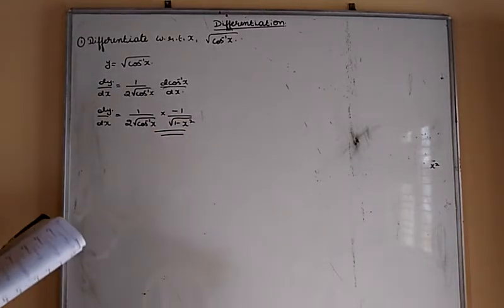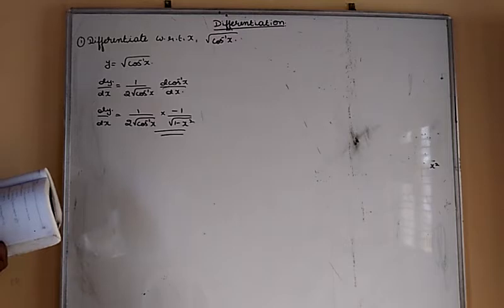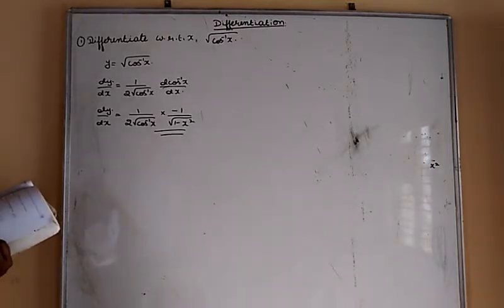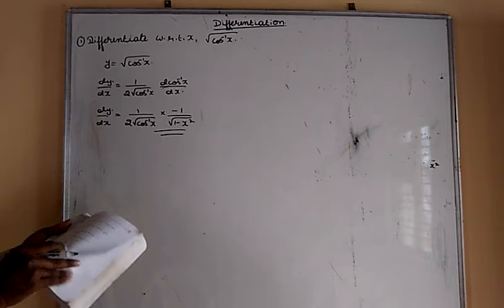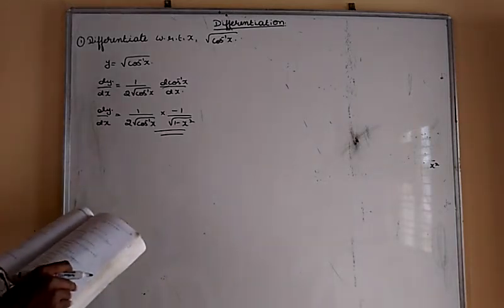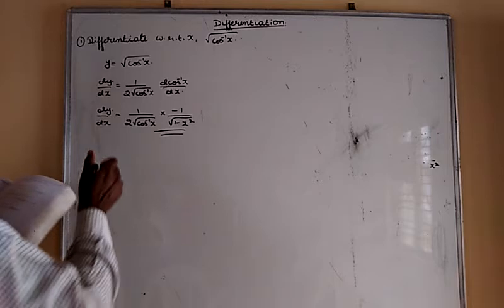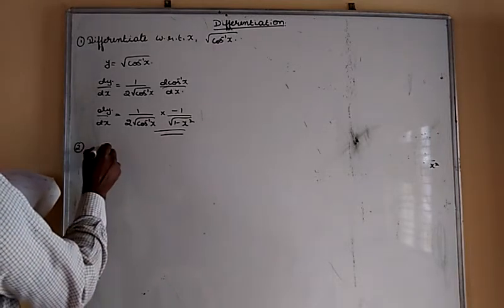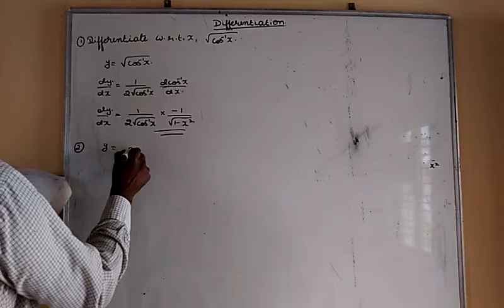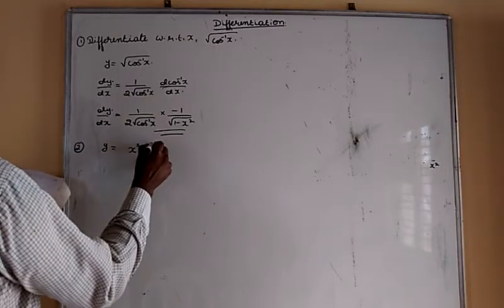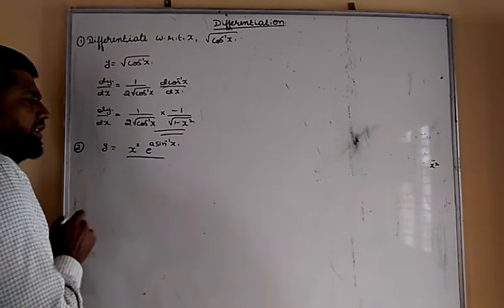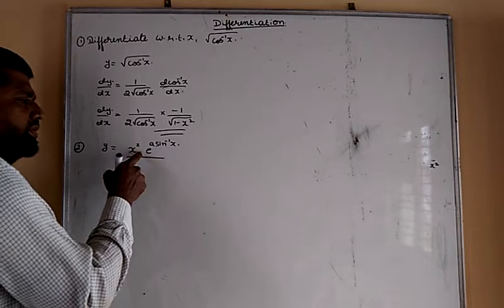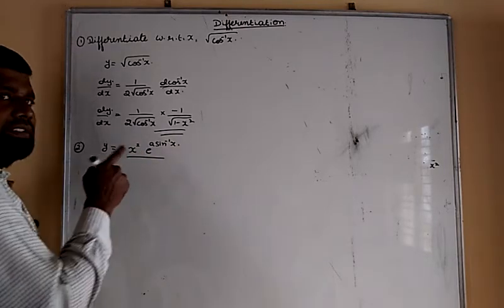Okay, now let us take another problem here. Y is equal to x square e to the power of e sine inverse x. Here two functions are there. In between the two functions there is no sign, so it is called a product rule.